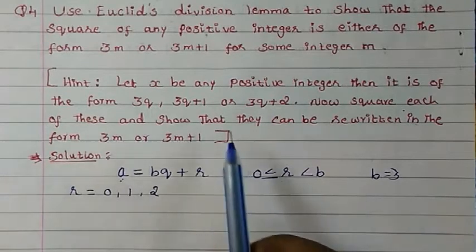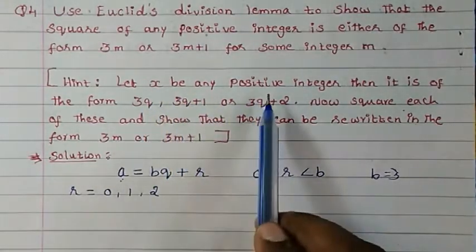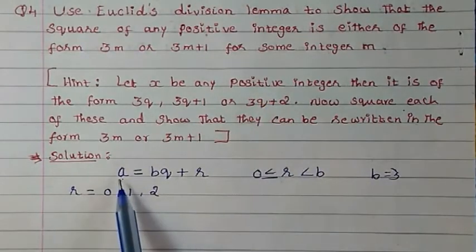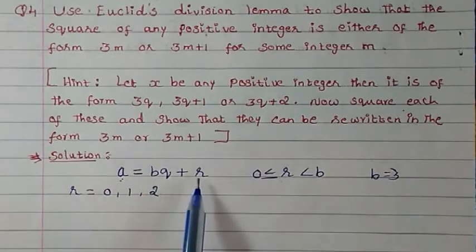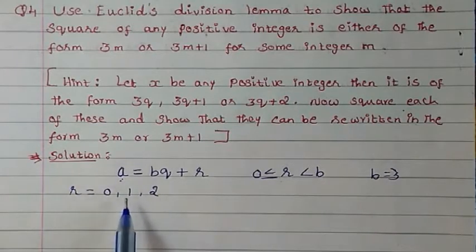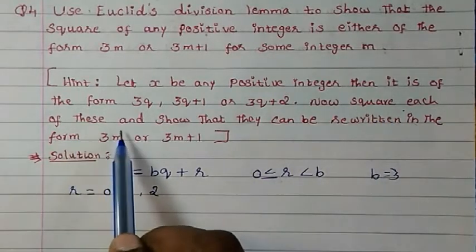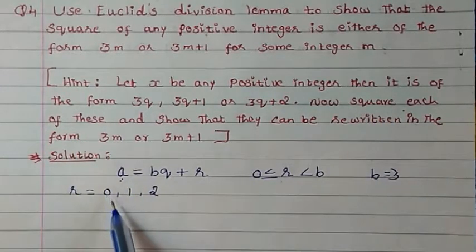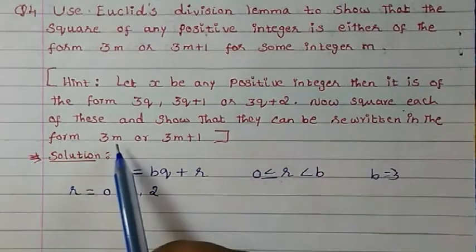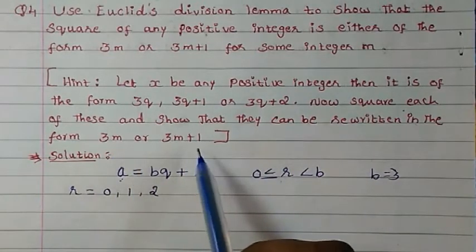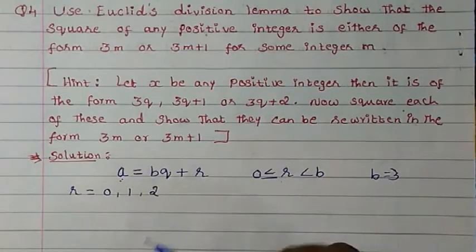Now, in the hint you see, let x be any positive integer, meaning to say let a be any positive integer. So b is given to us. We know b is 3. Now the possible remainders, we know, can be 0 or 1 or 2. Now what we have to do? Square each of these. Whatever we get with each possible remainder, we have to square them and then rewrite in the form of 3m or 3m plus 1.